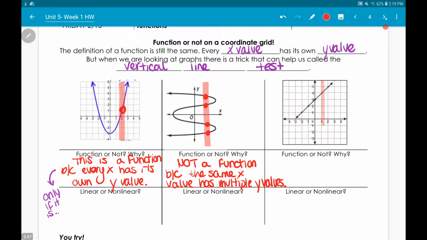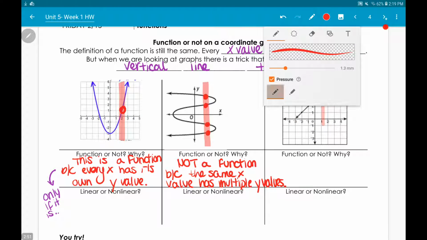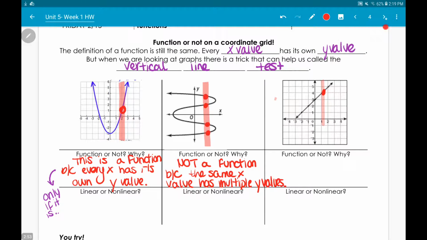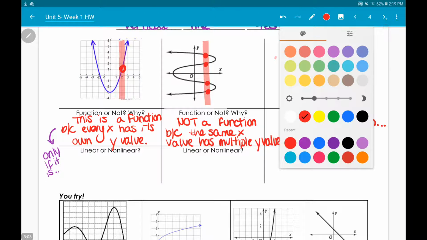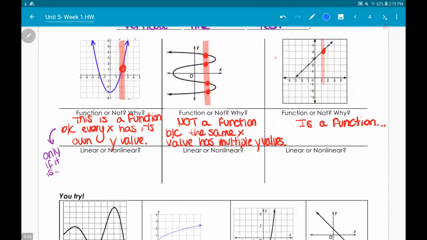All right, let's do the vertical line test one more time. Let's say I test here, and I can test anywhere on the line. I test here, and I see it hits it once, and this is a function, and I would write my same reasoning.